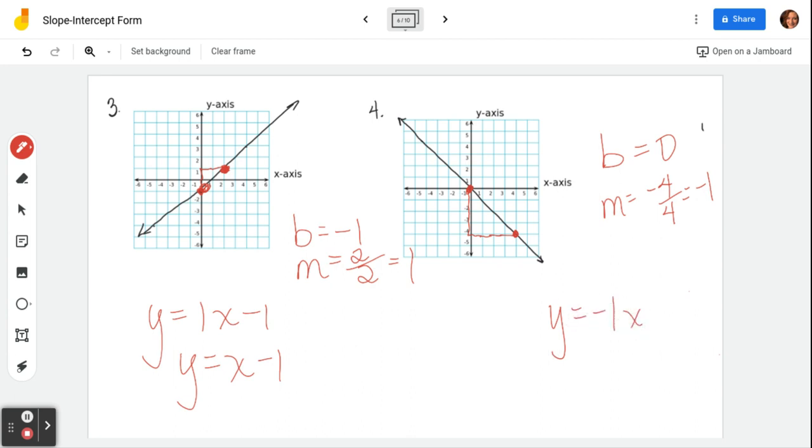Now, it's really not wrong if you put +0. It just looks a little silly. If it's a 0, then that piece becomes invisible. So I'm just going to leave it as -1x, or y equals -x. It's the same thing. Don't forget to put your y equals. It's part of that equation.